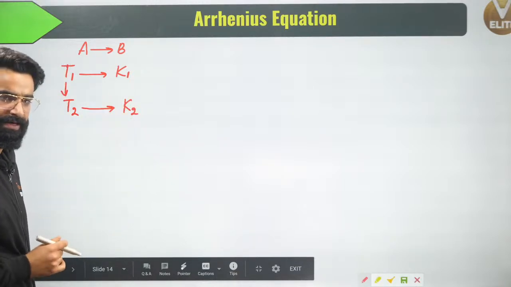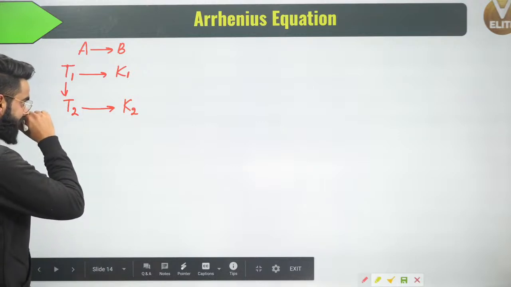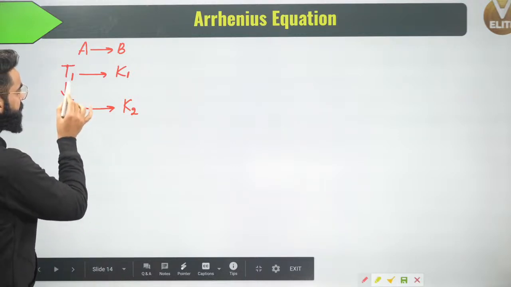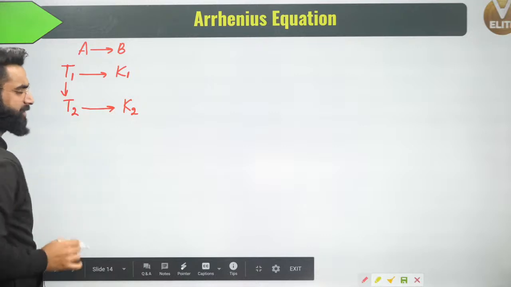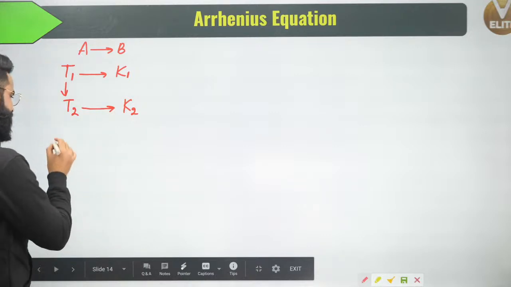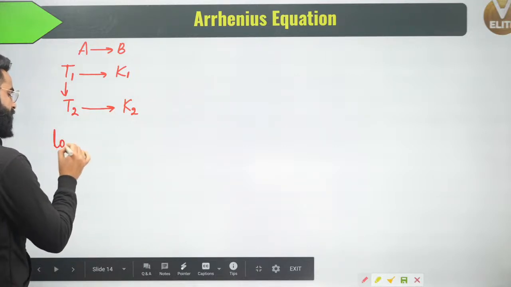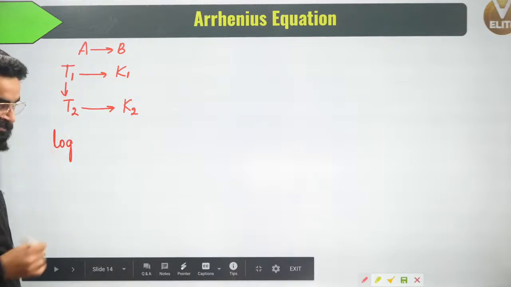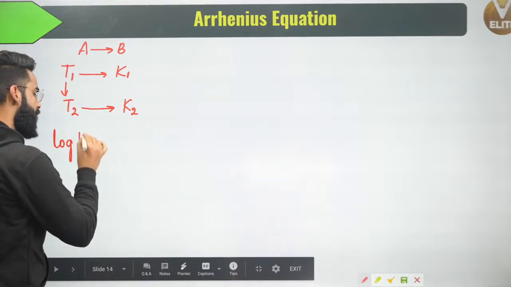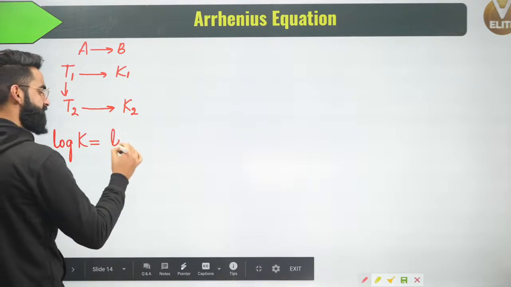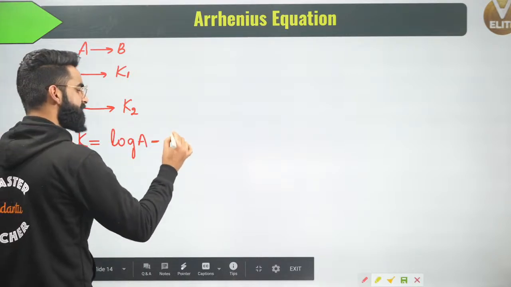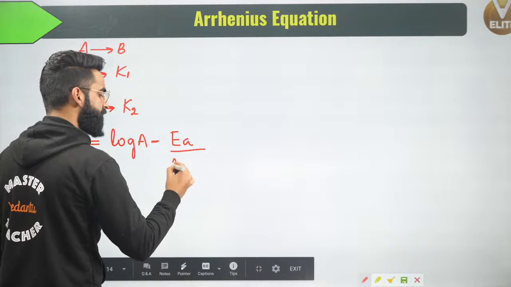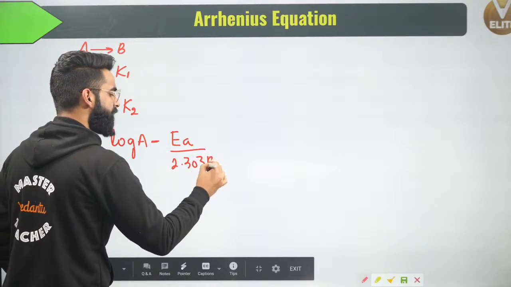Now people, if I write the logarithmic form of the Arrhenius equation at temperature T1 and at temperature T2, what will I be getting? Understand. I'll write something like this. I got the equation, I hope you remember, log of K is equal to log of A minus EA divided by 2.303 R multiplied by T.